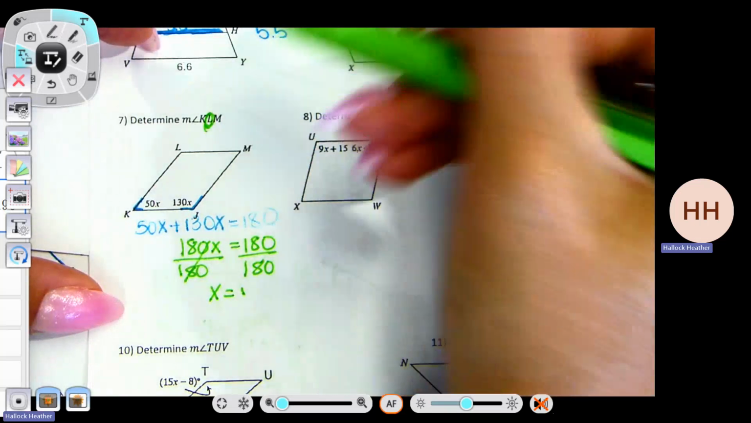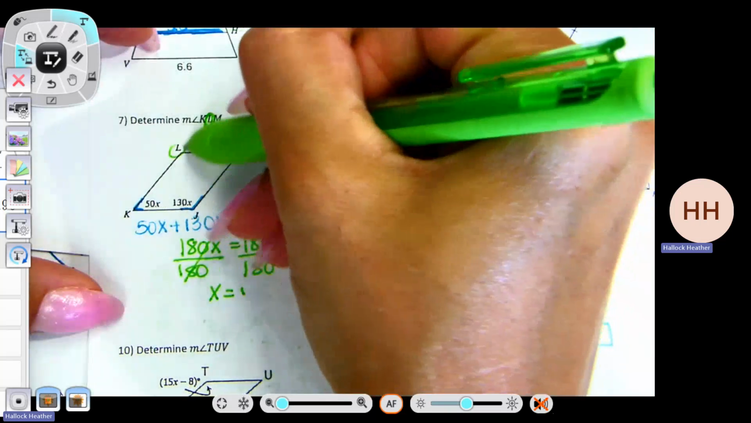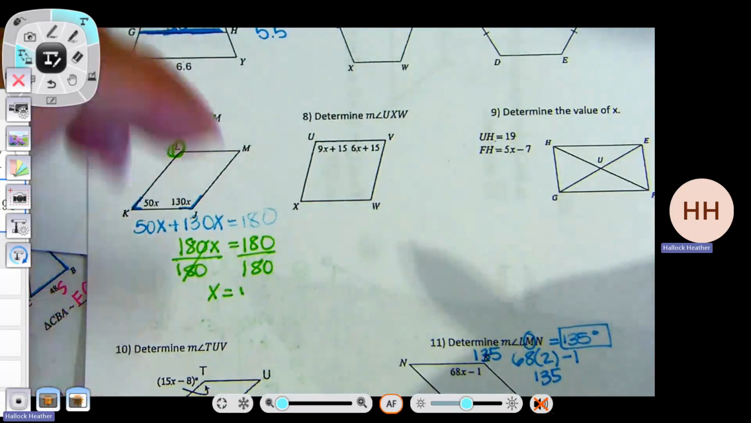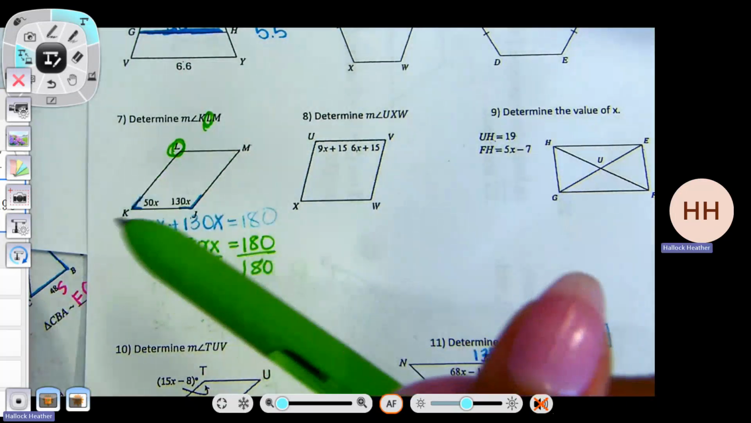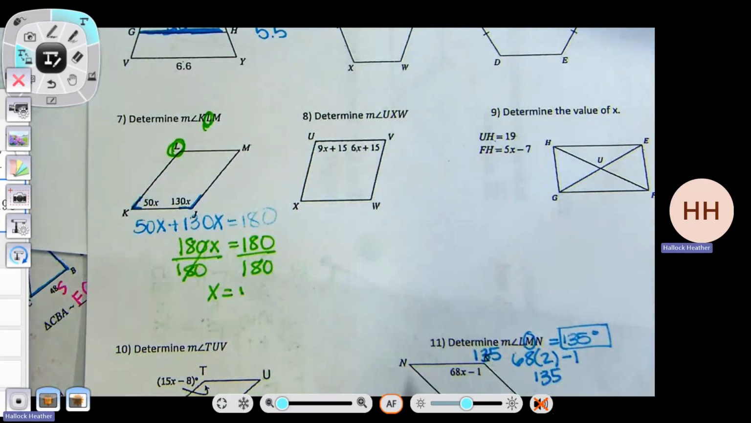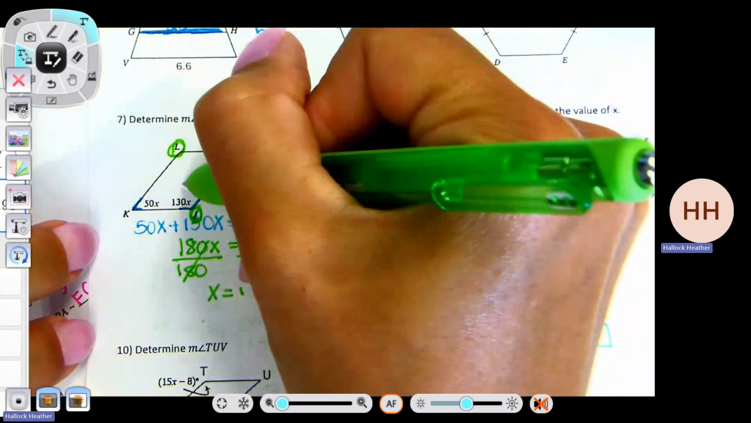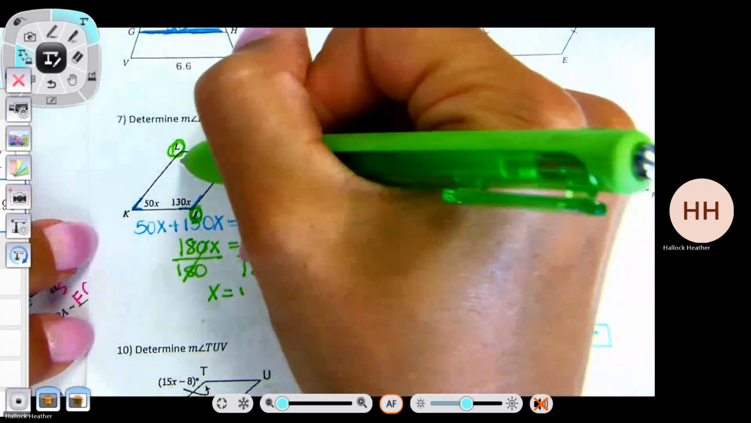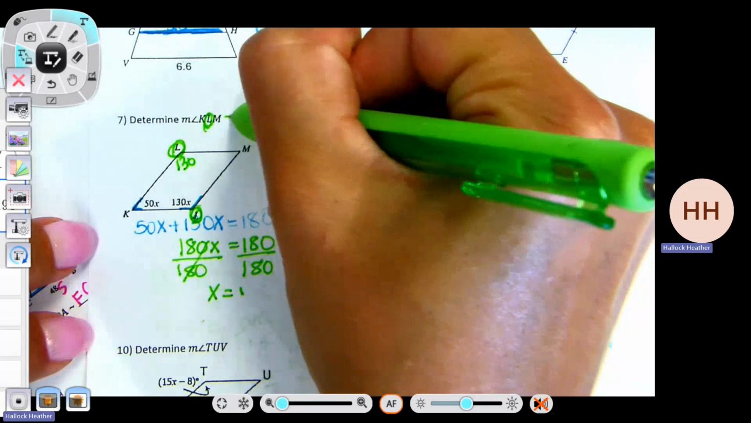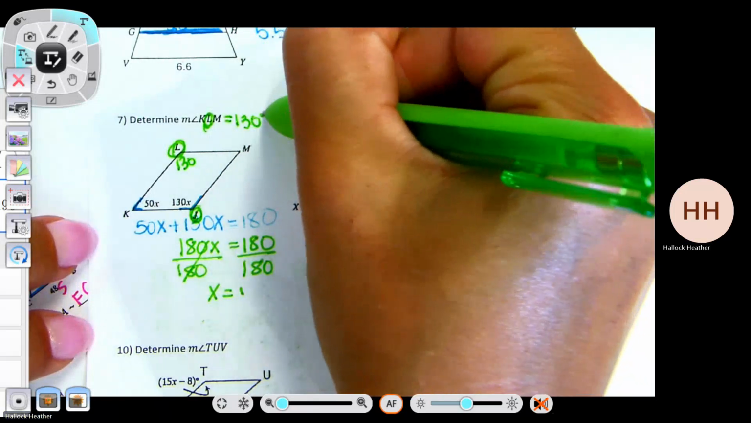And then remember, you're finding the middle letter, you need to find L. Are you serious? Yeah, I'm serious. So if I plug x in. You already have x there. They're the same angle. Just plug in the same thing. So L is the same as J. So if I do 130 times 1, 130. So the answer is 130.